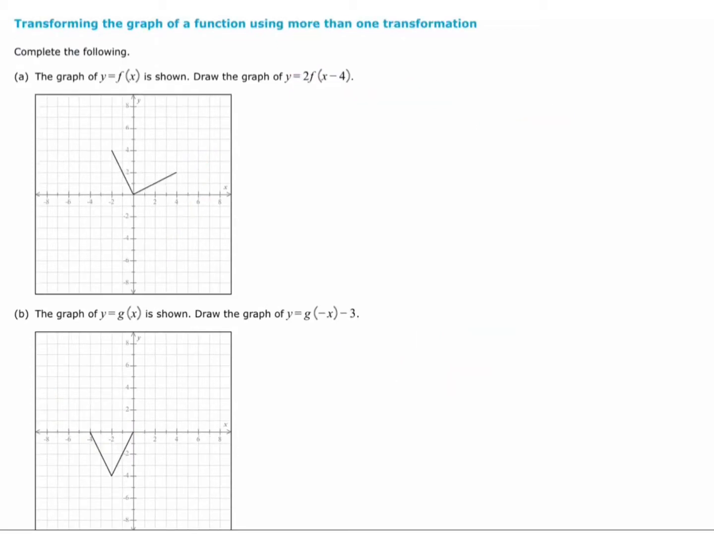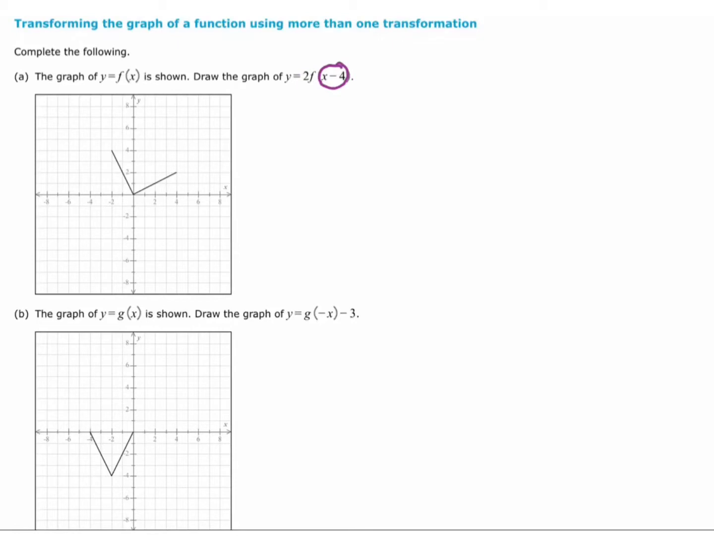Here, the graph of y equals f of x is shown. Draw the graph such that it's 2 times f of x minus 4. So they're taking two transformations in place here. We've got our horizontal shift inside, and then we've got our stretch by 2.